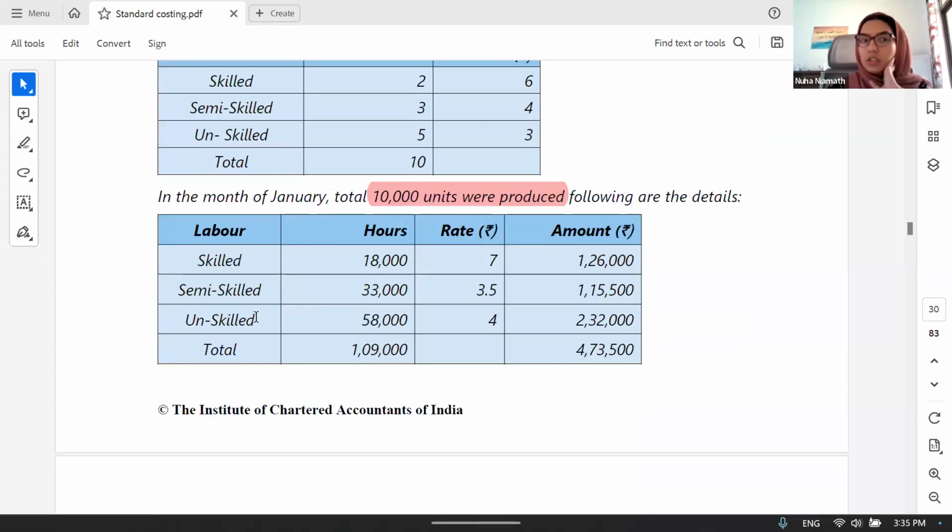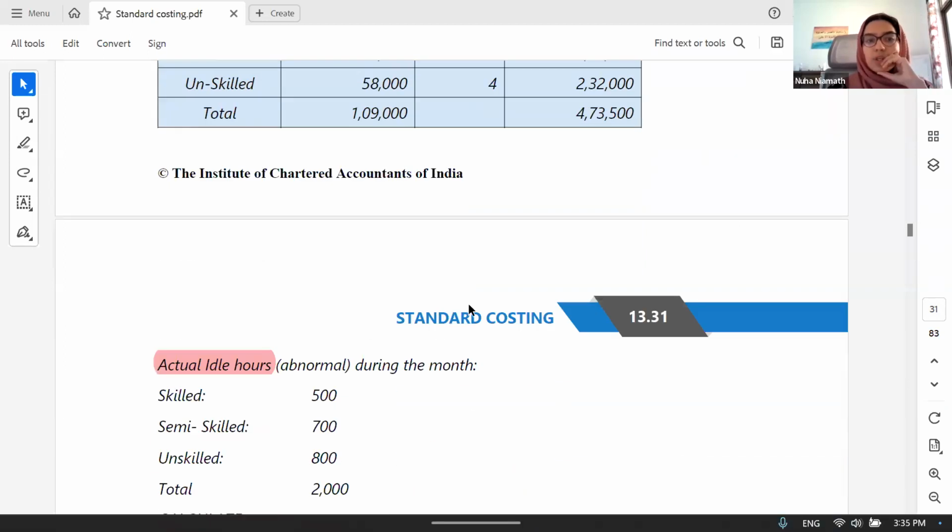Skilled 18,000 hours, semi-skilled 33,000 hours, unskilled 58,000 hours. Total 1,09,000. Rate 7, 3.5, 4. Amount 1,26,000, 1,15,000, 2,32,000, total of 4,73,000. So this is the actual hours that were used to produce 10,000 units.